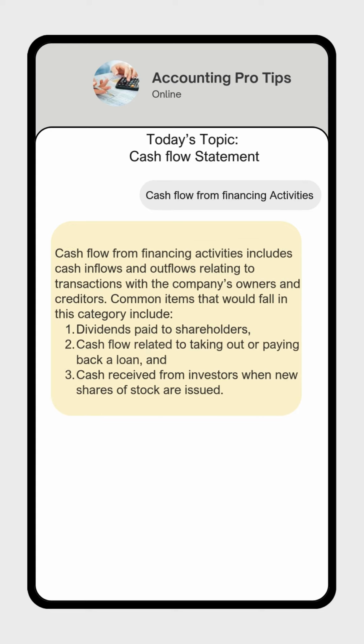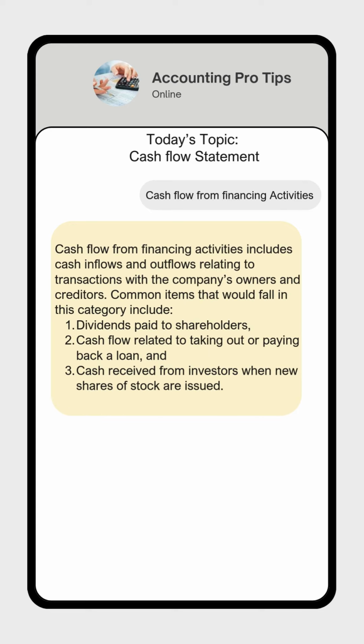What is cash flow from financing activities? Cash flow from financing activities includes cash inflows and outflows relating to transactions with the company's owners and creditors. Common items that would fall in this category include: 1. Dividends paid to shareholders. 2. Cash flow related to taking out or paying back a loan. And 3. Cash received from investors when new shares of stock are issued.